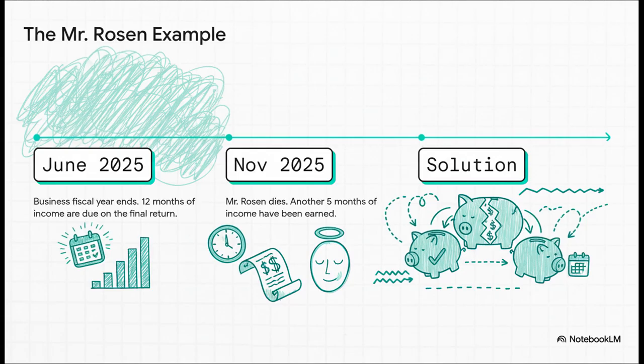Okay, let's walk through a practical case study to see why this matters so much. Meet Mr. Rosen. He was a business owner, and his business year ran from July to June. He passed away in November of 2025. Now, without any special rules, his final tax return would have to include a full 12 months of income from his last business year, plus the income from July to November. We're talking about cramming almost 17 months of income into a single tax year, which would push him into the highest tax brackets. The solution? His executor files an elective return for just that short period, from July to November, perfectly splitting the income and avoiding that massive tax hit.